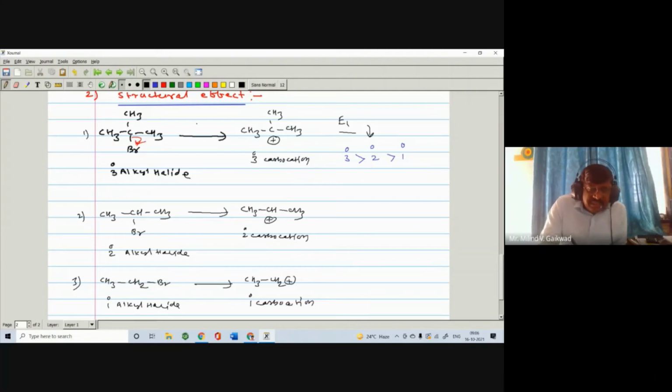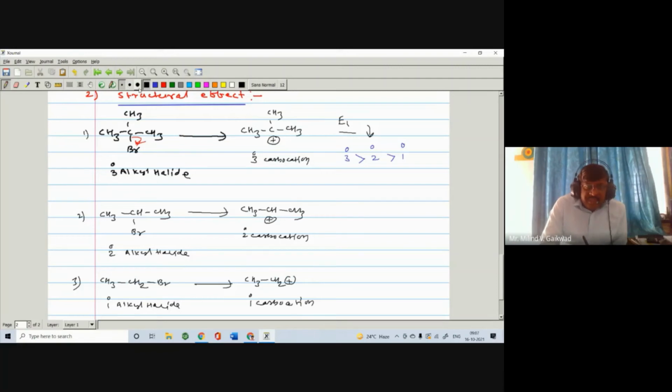So if you change the substrate, then the path of the reaction or the rate of the reaction also gets changed, right? So this is your structural effect. Means if you change the substrate, then the rate of reaction or the path of reaction may also change. So this is your E1 mechanism and the structural effect, right? It is a structural effect.